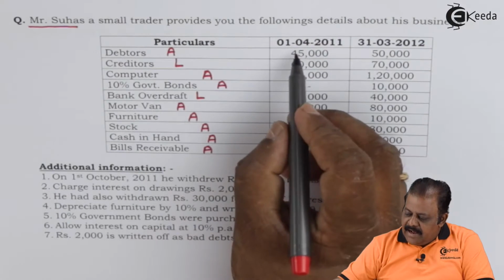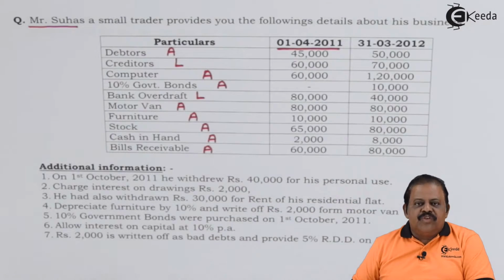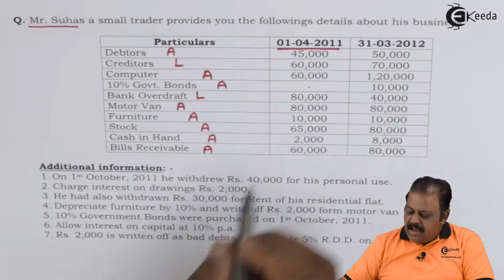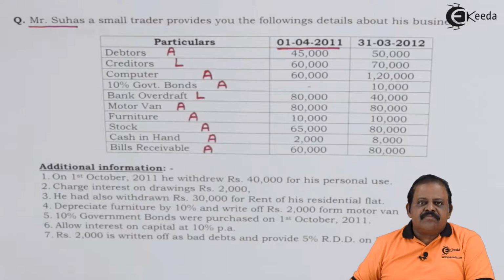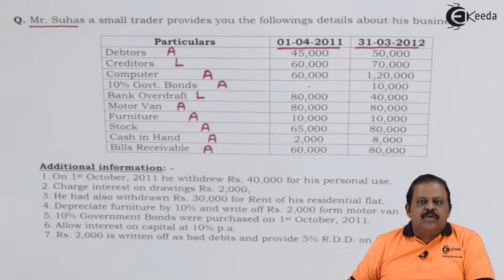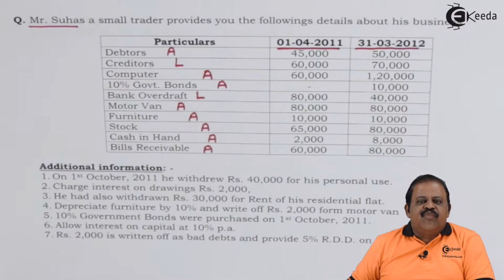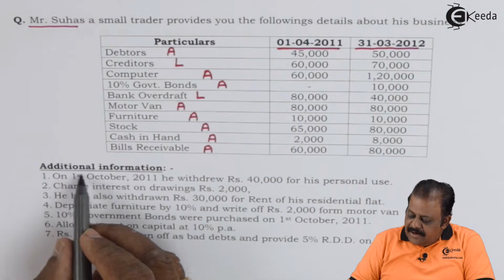asset. As on 1st April 2011, we have the values which will be used for preparation of opening statement of affairs so that we can find out opening capital as on 1st April 2011. Second column we have values as on 31st March 2012. With this we can prepare closing statement of affairs to find out closing capital at year end. Let us go through the adjustments. Additional information.